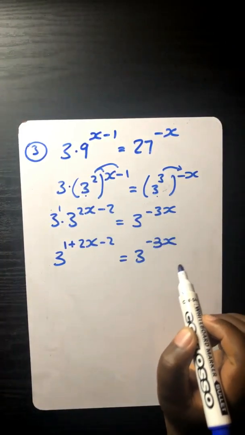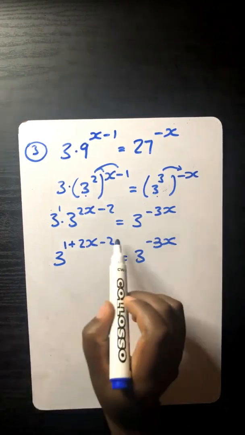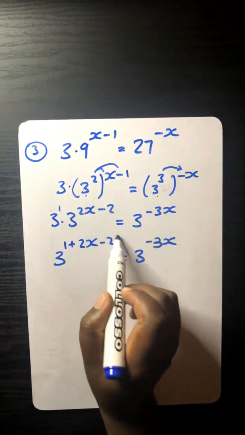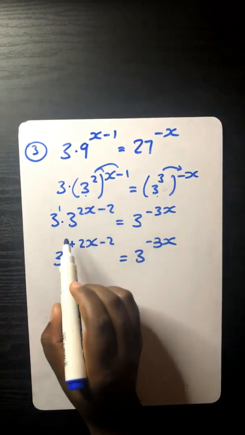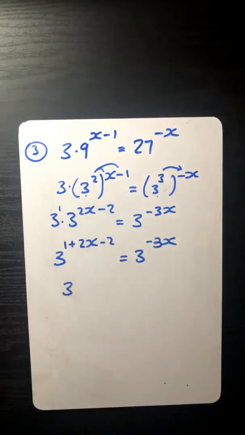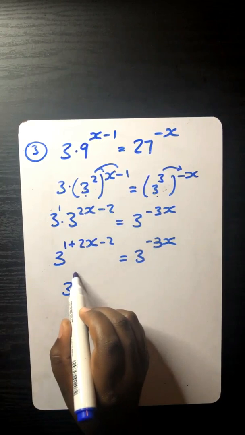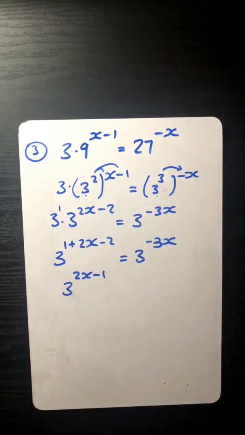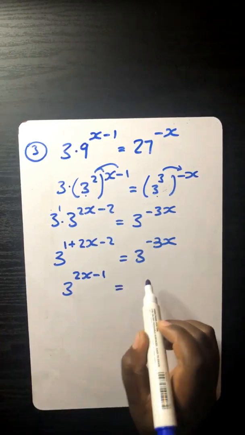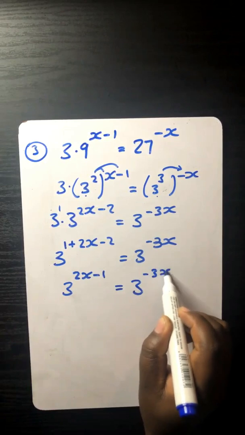So I'm not sure if you understand up to this far, Frias. Yes, sir. So now you work out the exponent, which means you've got 3, you have 1 plus a minus 2, which is what? Which is minus 1. So it's 2x minus 1. I'm not sure if you understand that part, Frias. Yes, I understand it, sir.